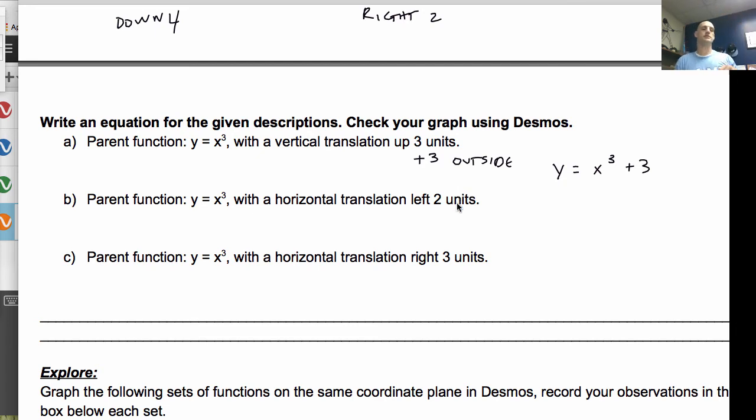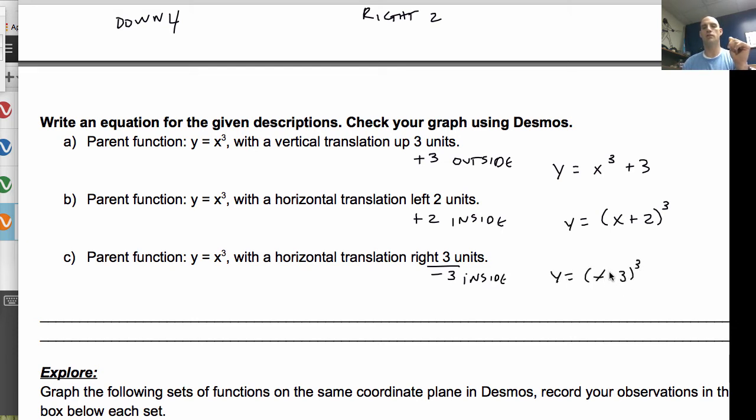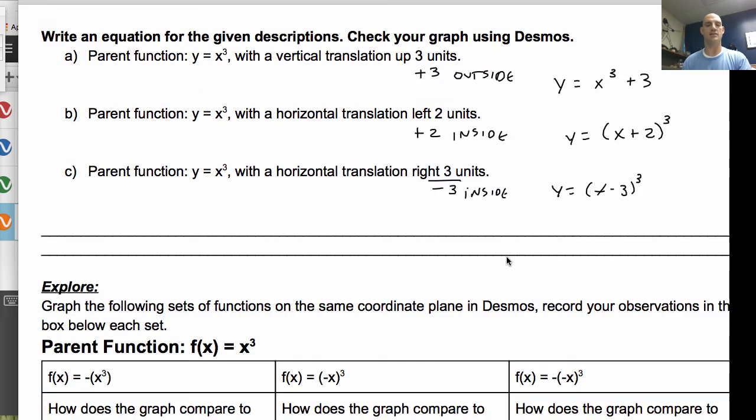Y equals x cubed is the parent function, and I want to go left 2 units. So this is plus 2 inside. So y equals x plus 2 cubed. X cubed is the parent function, so x plus 2 would be left 2. Horizontal translation right would mean minus 3 inside. So y equals x minus 3 cubed. Okay? Inside versus outside. Outside is up and down, inside is left and right, and it's opposite.